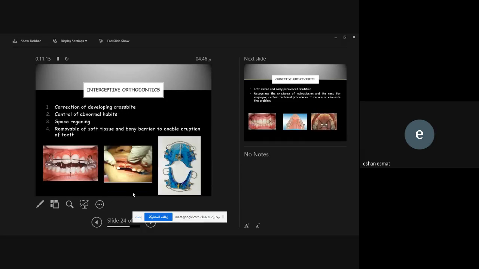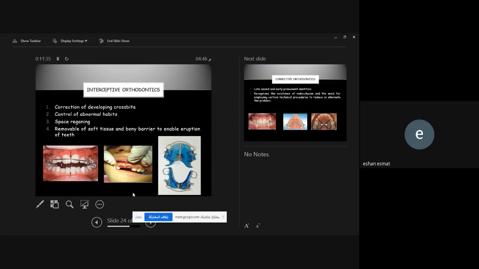Okay. Interceptive orthodontics is also concerned with the correction of developing crossbite, control of abnormal habits, space regaining, and removal of soft tissue or bony barriers to enable eruption of the teeth.